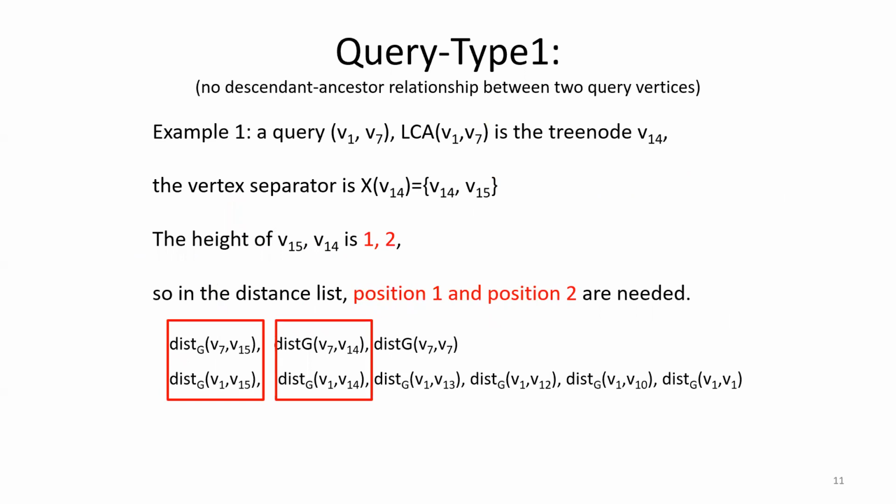There are two types of querying. One is that there is no descendant and ancestor relationship between two query vertices. For example, a query V1, V7, the LCA of V1 and V7 is the tree node V14. So the vertex separator is XV14. That is V14 and V15. Note that the heights of V15 and V14 are 1 and 2. So in the distance list, position 1 and position 2 are needed.